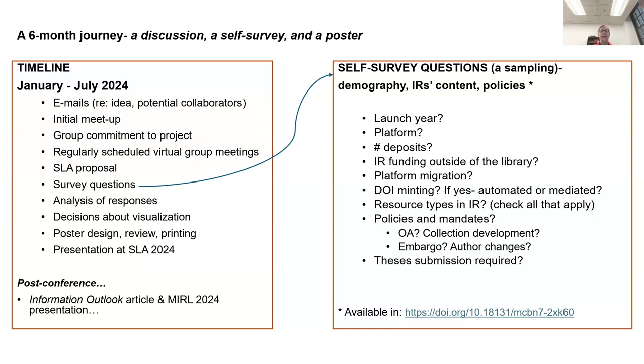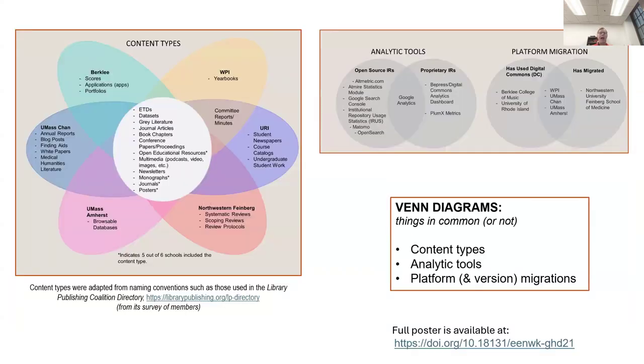And the questions we asked ourselves, deposited in my library's IR, if you would like to look, were very basic questions on the launch year and what platform and the number of deposits and DOI minting, things we've heard today. The Venn diagram is very pretty and very useful, and we were able to use it to visualize our findings, especially when it came to contents. It made for a pretty flower.